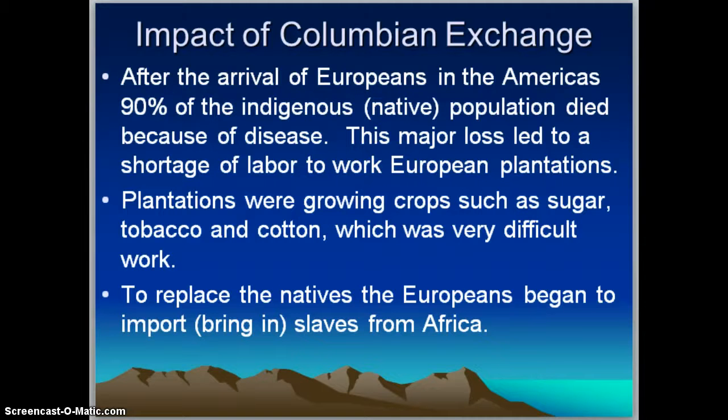After the arrival of Europeans in the Americas, 90% of the indigenous or native population died because of disease. This major loss led to a shortage of labor in order to work those European plantations in the Americas. Plantations were growing crops such as sugar, tobacco, and cotton, which was very difficult to work. So to replace those natives that had died due to the diseases, the Europeans began to import, or to bring in, slaves from Africa.